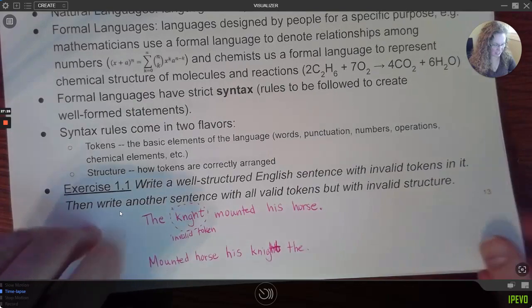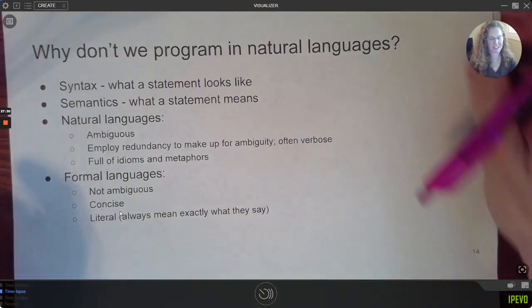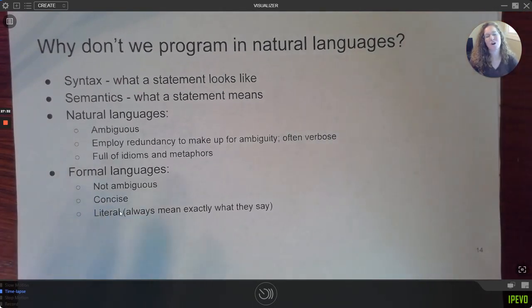And that leads us to our final question we want to address: why do we have to learn a language like Python to program a computer? Why can't we just write a program in English? So why don't we program in natural languages? It would be so much easier if I could just write a program in English, and somebody who spoke German could write their program in German.